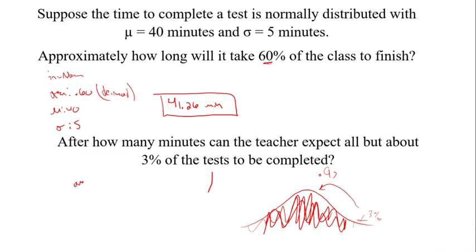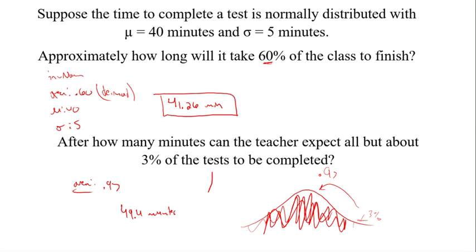So this one, again, our area is just going to be 0.97 because we want no area to the left. 3% and above would be area to the right. Keep our mean and standard deviation. So what I'm going to do is change that to 0.97, keep the rest, and that is 49.4 minutes.